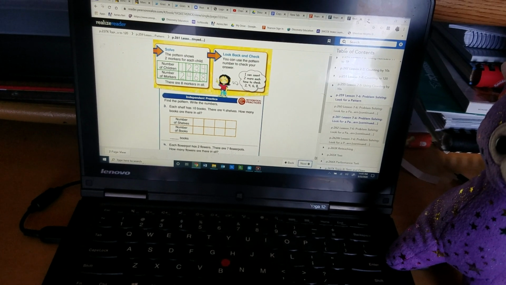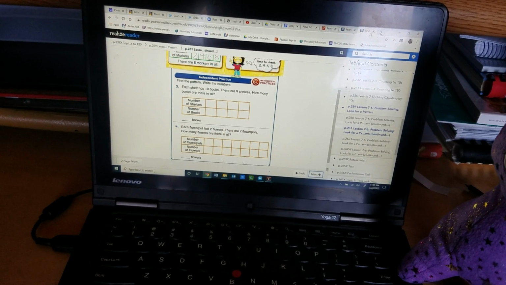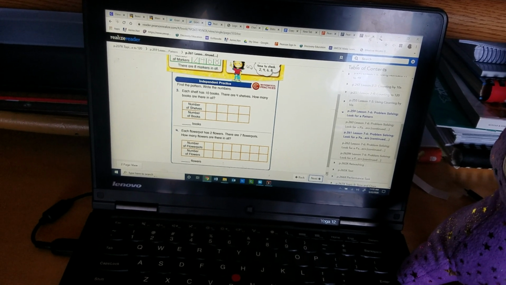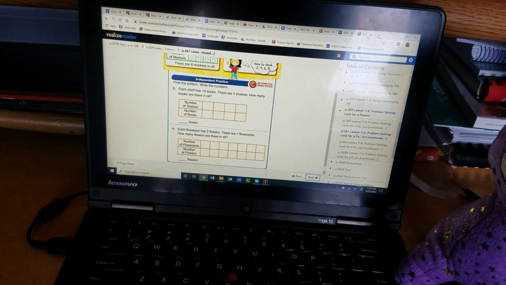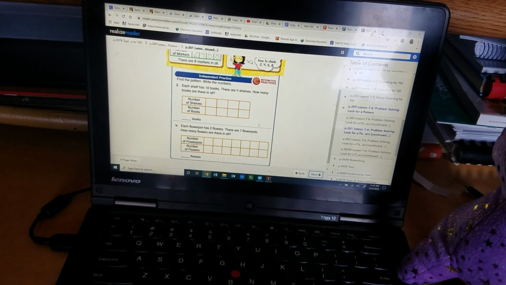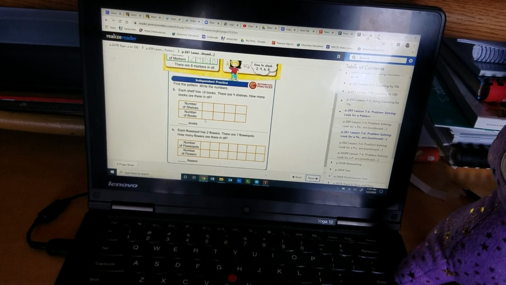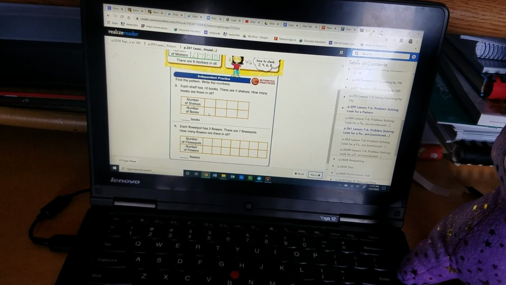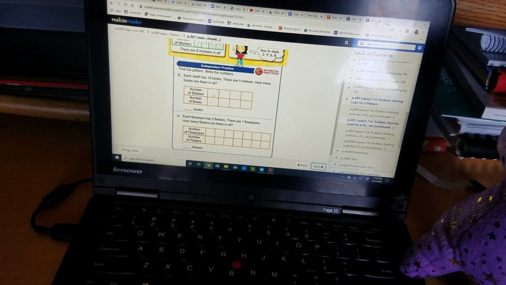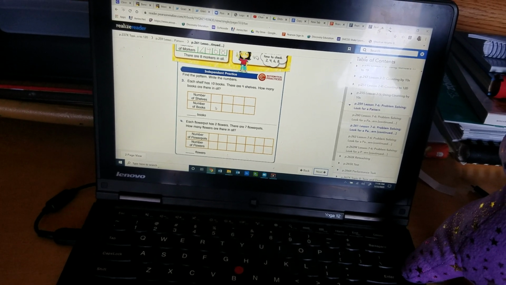Let me read you problem number 3. It says each shelf has 10 books. There are 4 shelves. How many books are there in all? So following again the same thing that we did on the front page and the last page. Start off with how many shelves and how many books are on that shelf. So in this case, there's 4 shelves. We're going to start off again with number 1. 1 shelf, 10 books on each shelf, on one shelf.